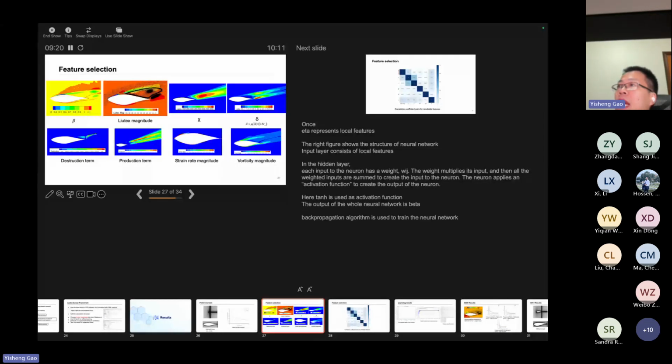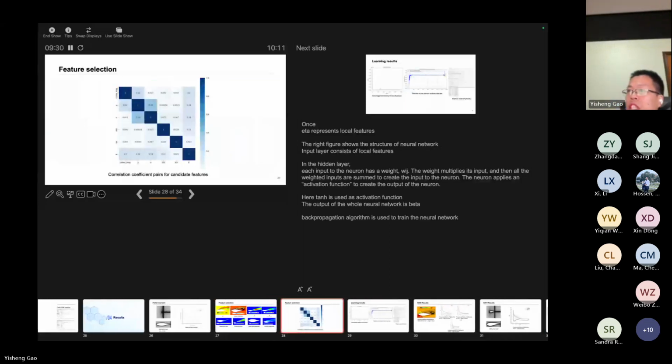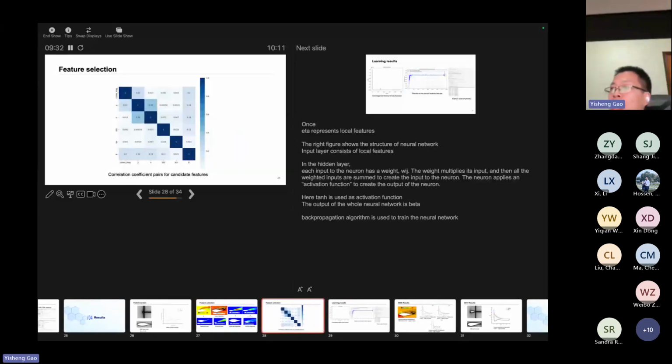We can find the Liutex magnitude is consistent with the separated flow, separated zone. So we can plot correlation coefficient pairs for candidate features. We can find the Liutex magnitude shows the strongest functional relationship to beta.